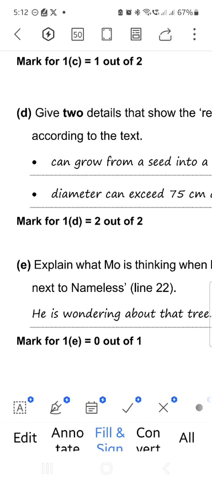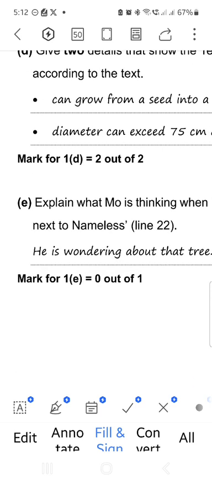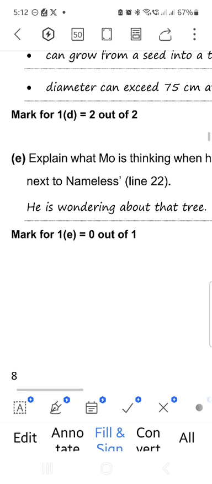Give 2 details. It starts with the word give. That means it requires explicit understanding. Go back to the text, take out the information and you can copy that information here. You can write that in your own words. That depends upon you.